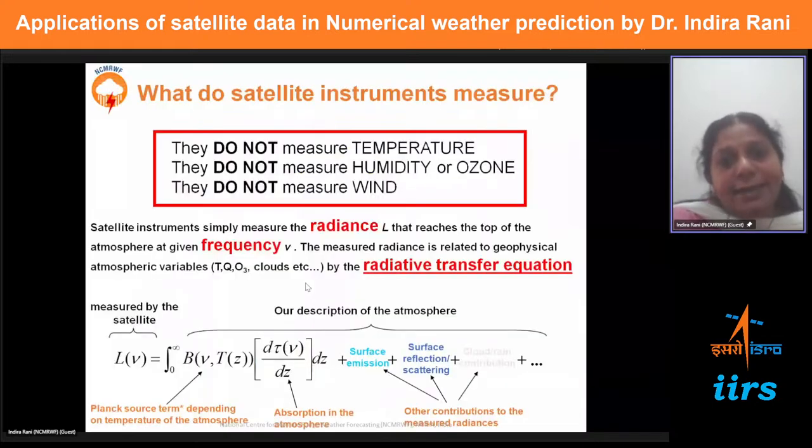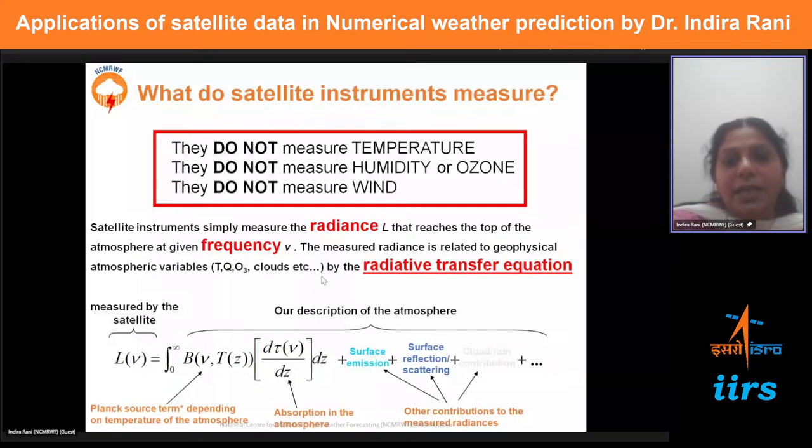And what do satellite instruments measure for NWP purposes? What we need, as you know, for NWP, the model or NWP governing equations, what we have is the meteorological, geophysical variables like temperature, humidity, wind, or the ozone or carbon dioxide, those variables only. We don't have any radiance in the governing equations. But what the satellite can measure is the energy or the radiance reaching at the top of the atmosphere at a given frequency. So how do we use this radiance? As such, we don't have any radiance variable in our NWP equation.